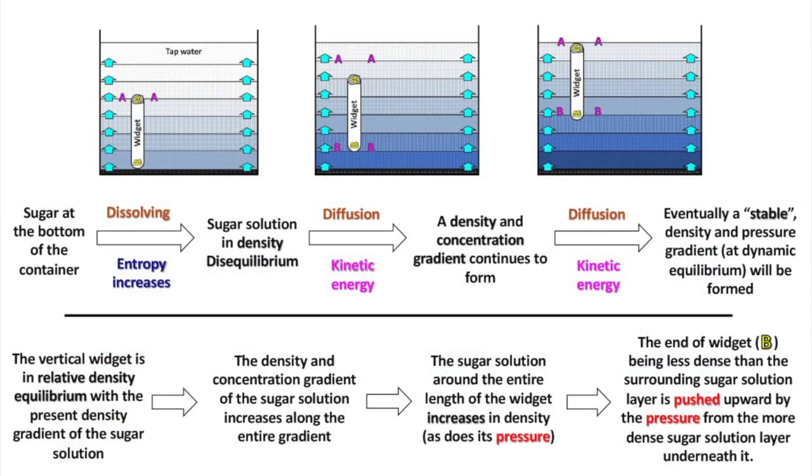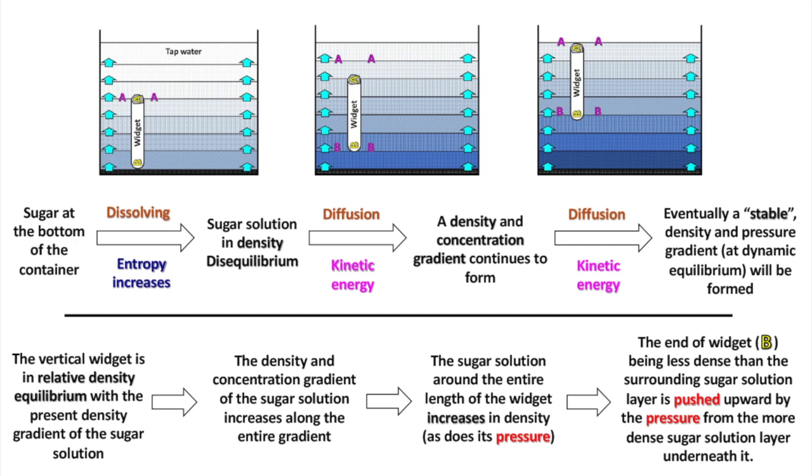Sugar at the bottom of the container. Dissolving, entropy increases. Sugar solution in density disequilibrium. Diffusion, kinetic energy. A density and concentration gradient continues to form. Diffusion, kinetic energy. Eventually, a stable density and pressure gradient in dynamic equilibrium will be formed.